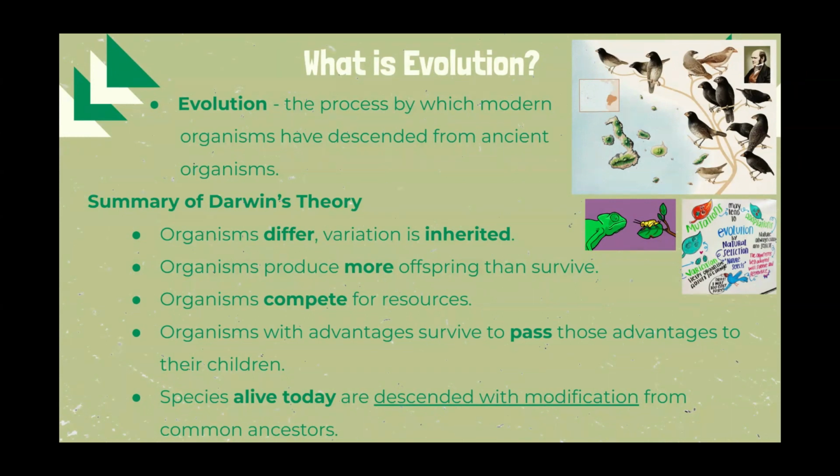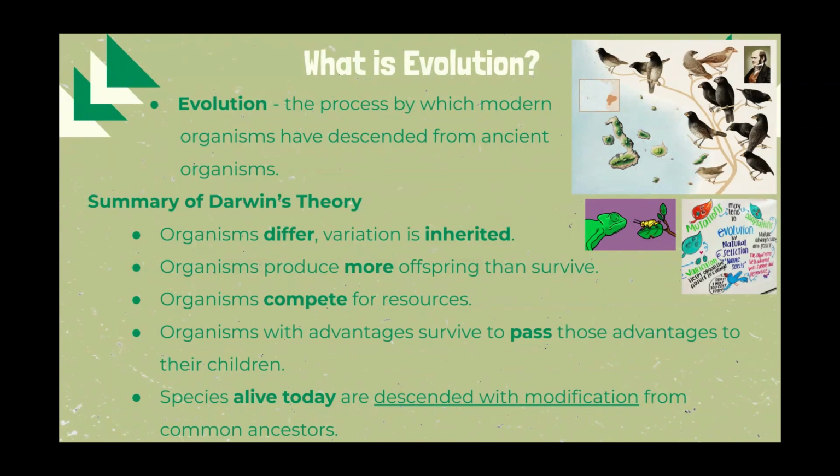We know organisms with advantages survive to pass those advantages to their children. Organisms that have advantages over others are going to survive longer, which means they're going to reproduce more and have more offspring. And those offspring are going to inherit probably that very advantageous trait that made them able to survive longer than others.